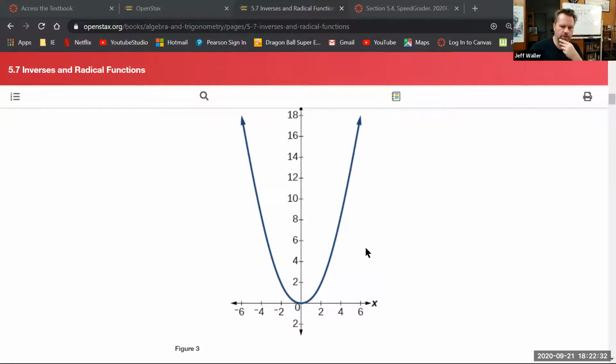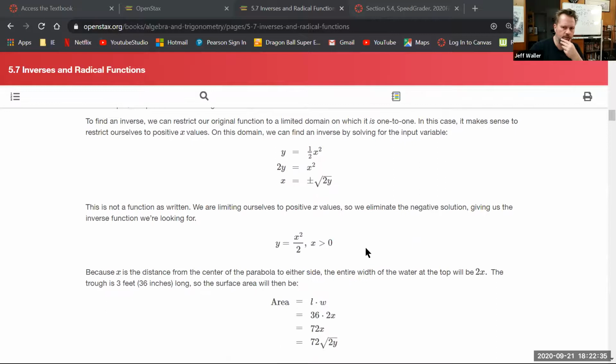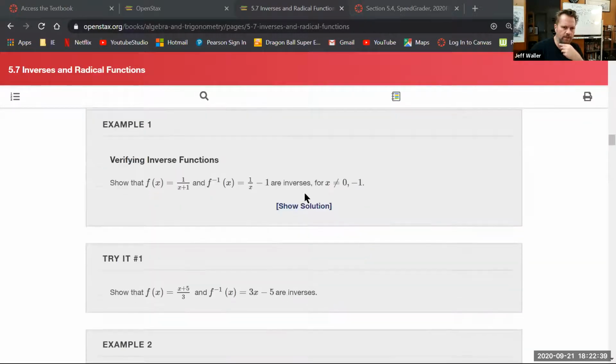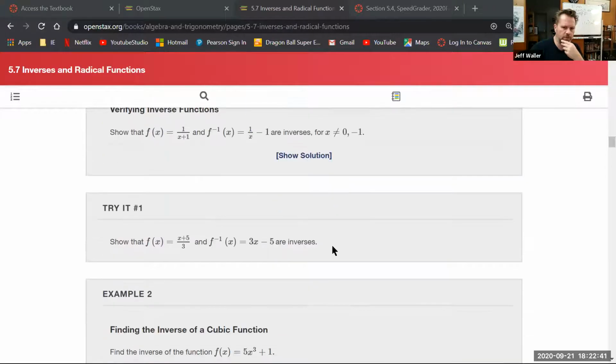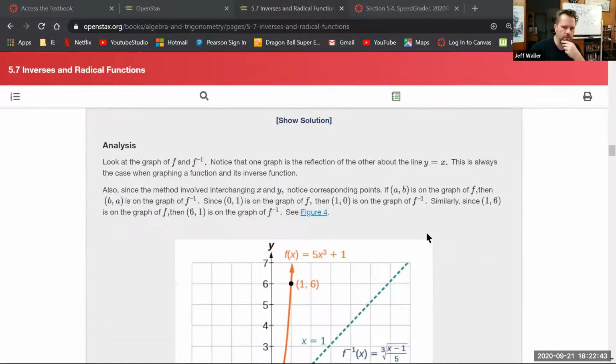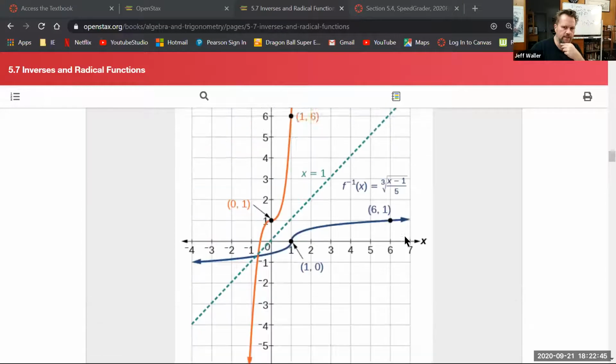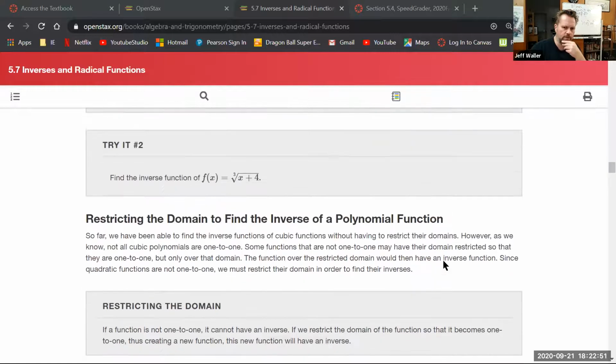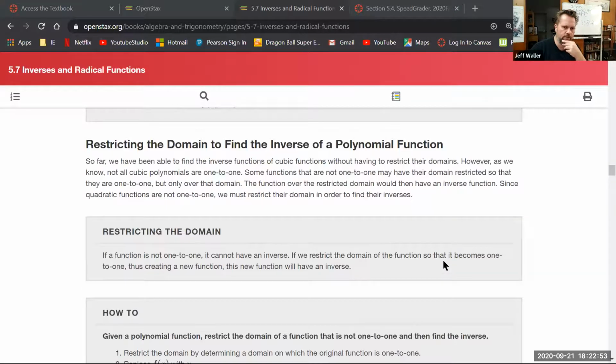But let me show you an example of a problem. It tells you what to do here. We already know the basics of inverses, so this is all going over the basics of inverses. Cubic is nice. Look at that. I still love the inverse graphing. It looks like NASCAR lines.